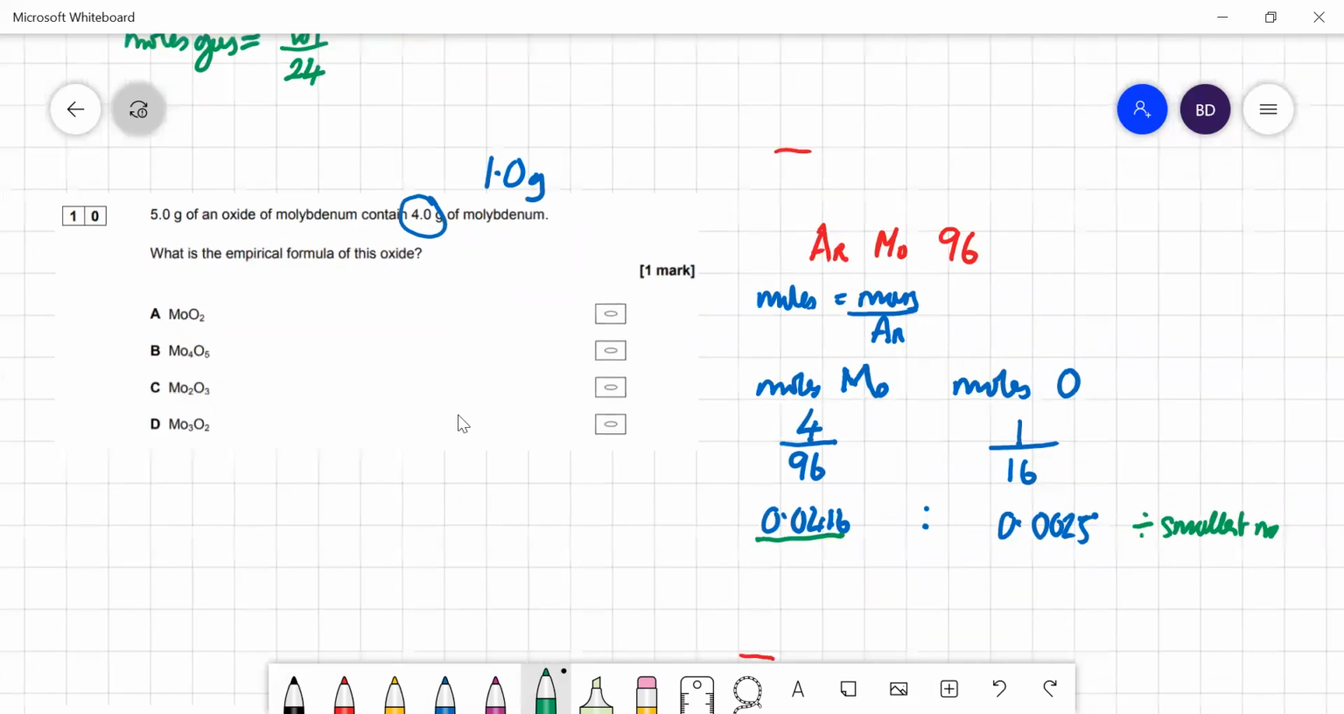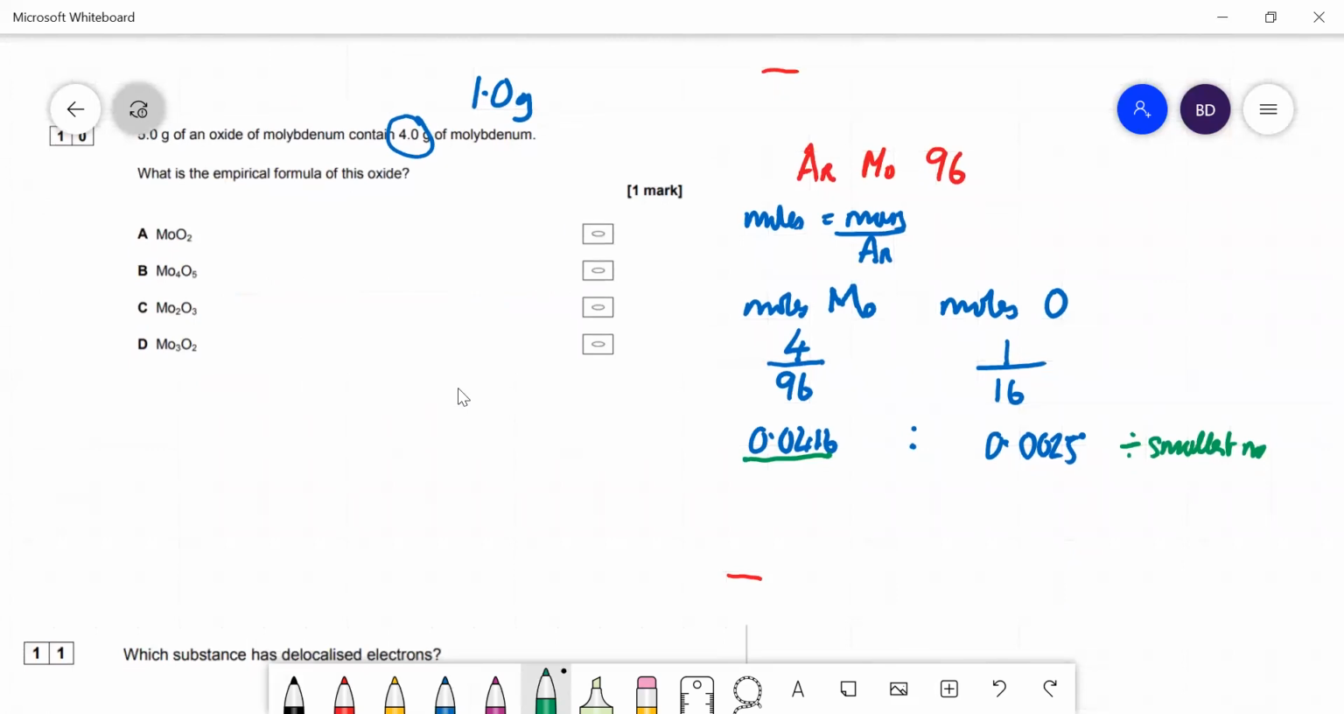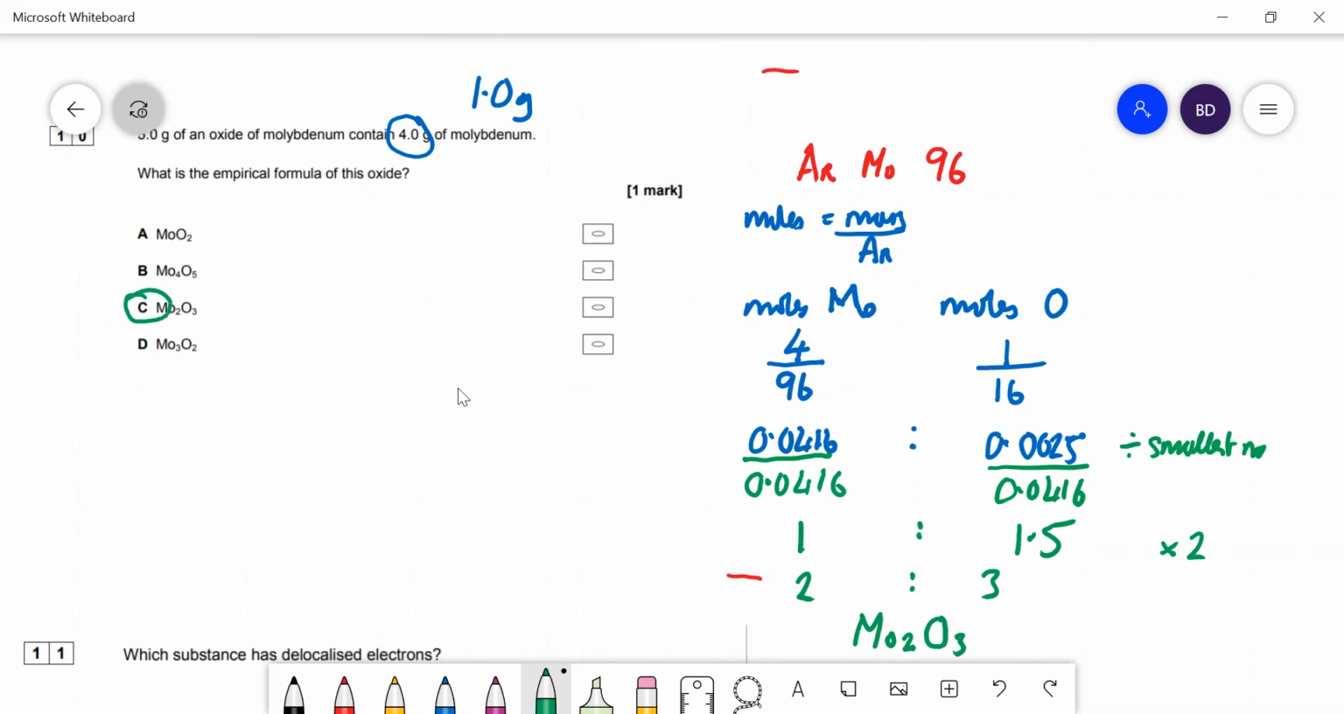So let's do that. We get 0.0416 divided by itself, and 0.0625 divided by 0.0416. All right, that's obviously going to give us 1. This gives us almost exactly 1.5. So how can we get that number to a whole ratio? We've got to double it. So that's a 2 to 3 ratio. So that means our formula is Mo2O3. So our answer is C.